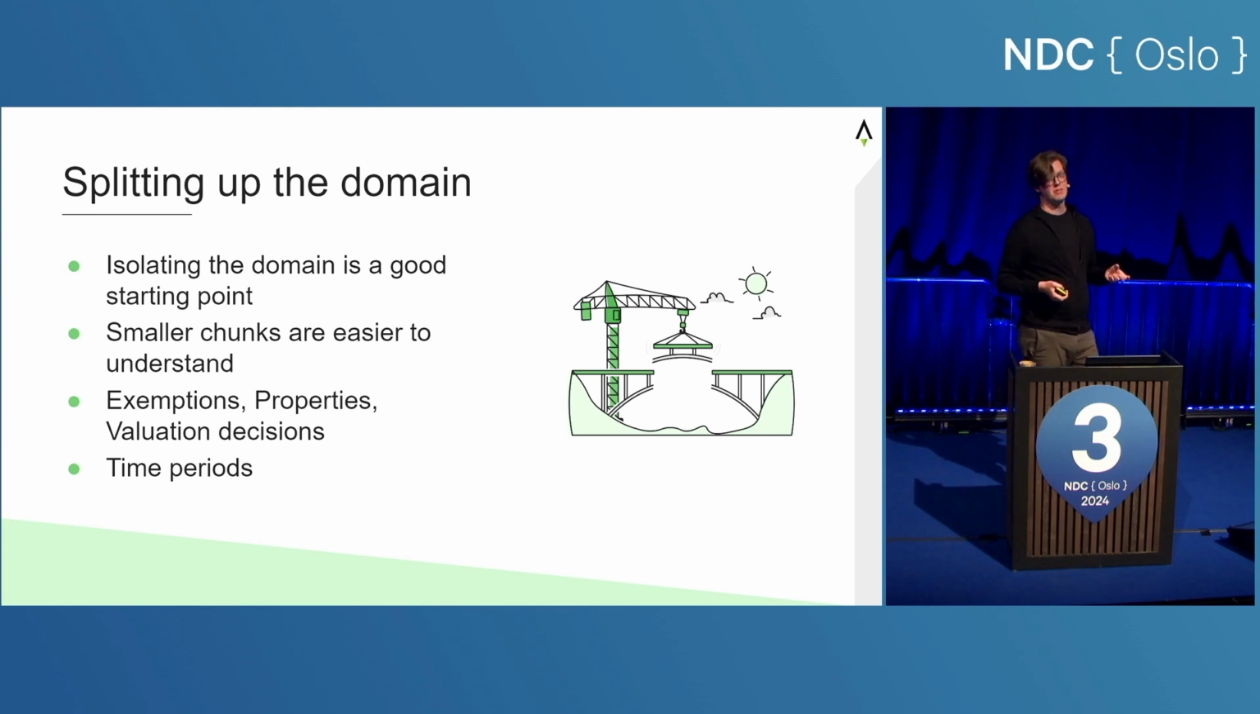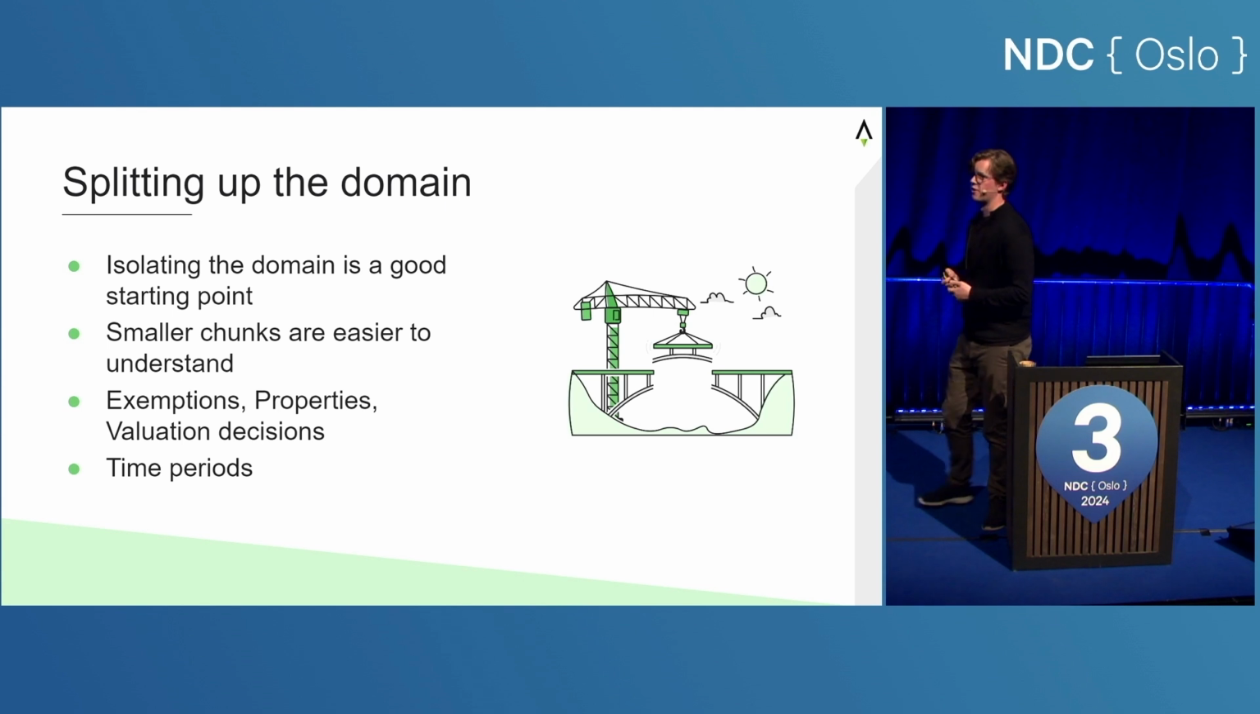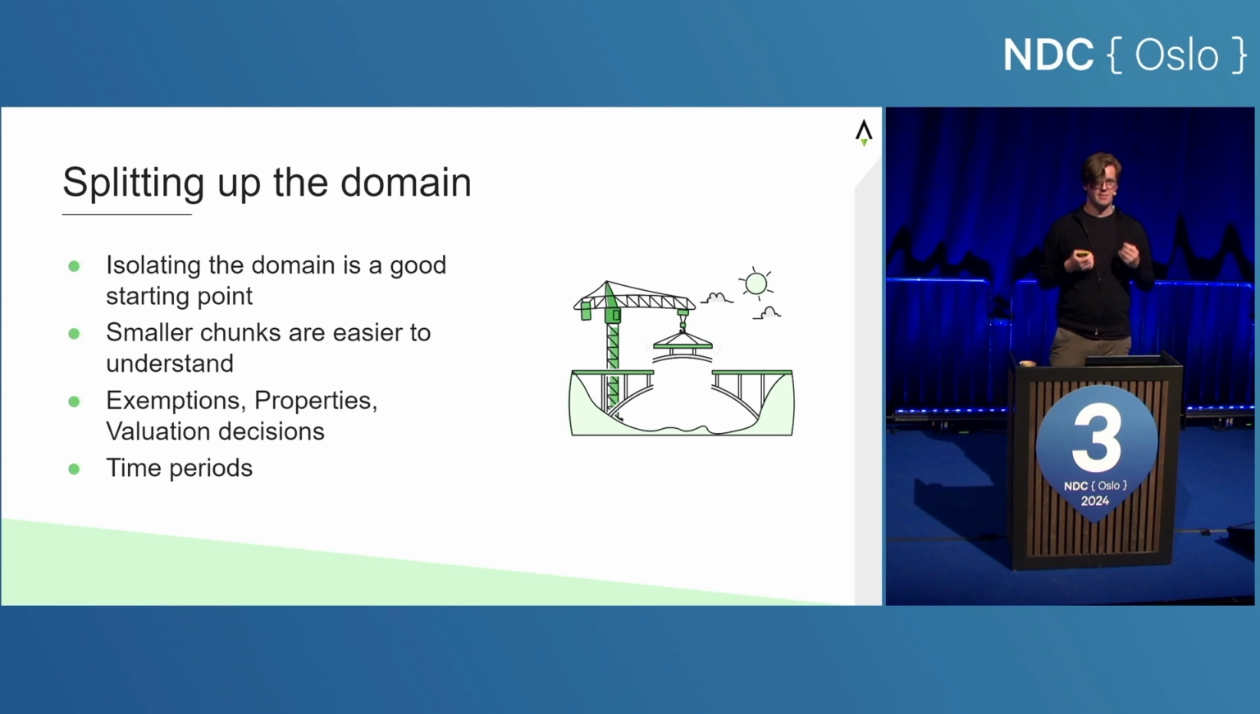We have the properties themselves. They don't, for the most part, have to worry about one another. It is a single property at a time, which is also a boundary that you can use to ignore everything else for a little while. And we also have these valuation decisions that spin out of property and also of the exemptions. You have decided what the value is. Now that is a separate thing. It evolves on its own after that.